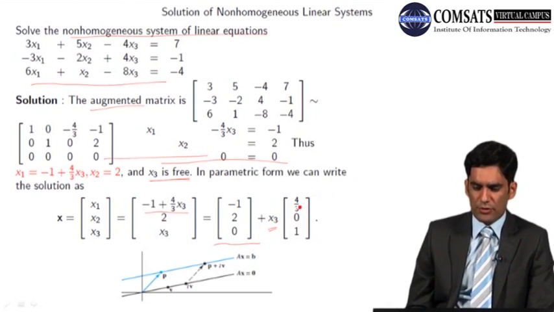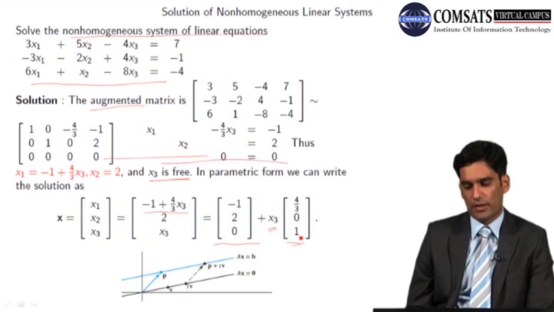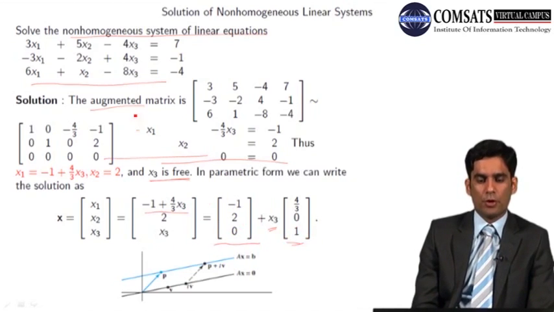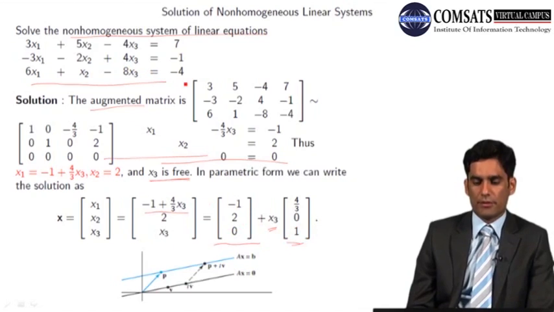So the first vector, how to determine this vector? The first entry of this vector will be 4/3, because I have x1 equals -1 coming from here, plus 4/3 x3. x2 equals x2, and I should have 0 here because there is no x3 term in the expression of x2, and x3 equals x3. I should have 1 here and 0 here. So this is the parametric vector form of the solution of the non-homogeneous system of linear equations.